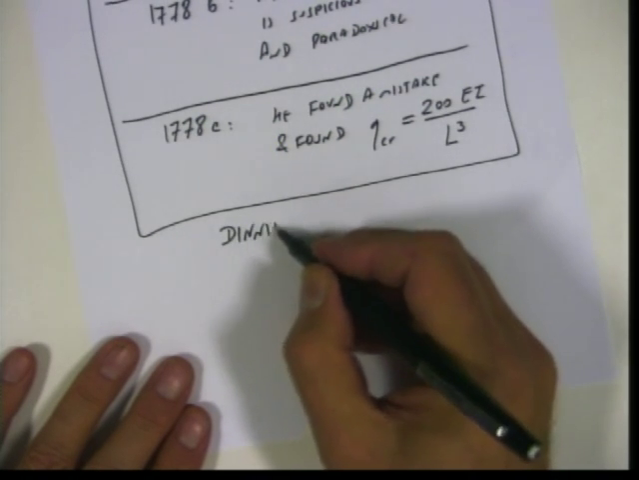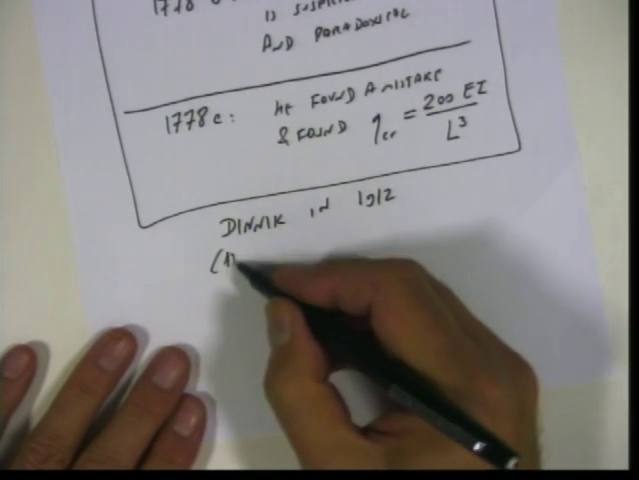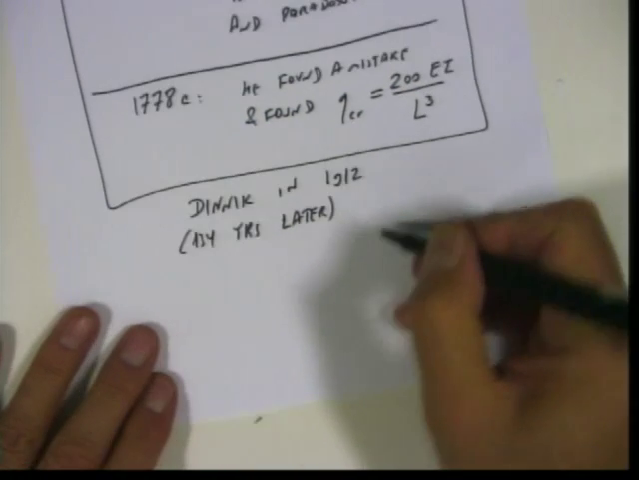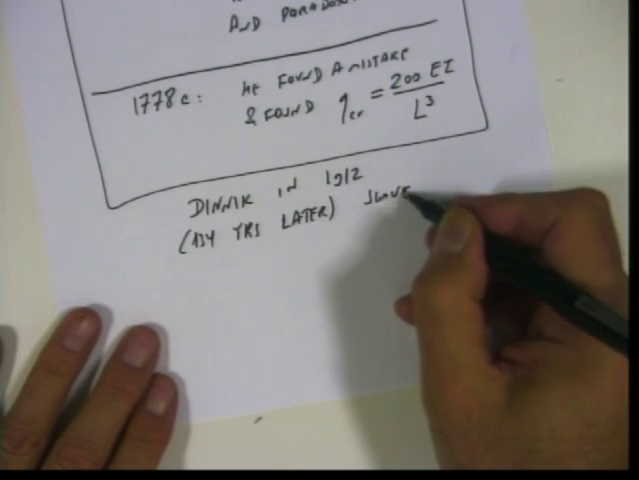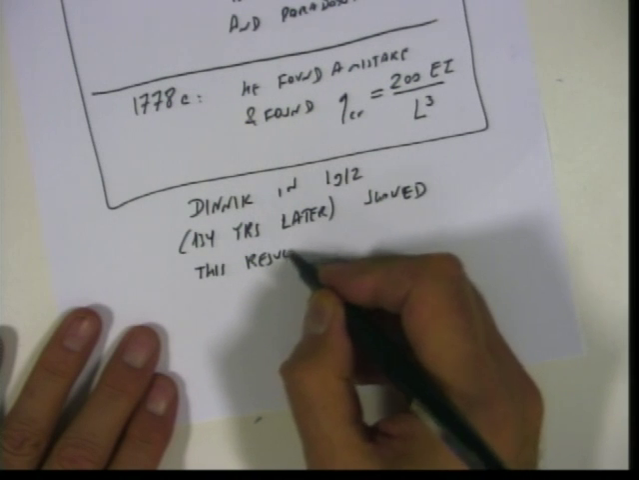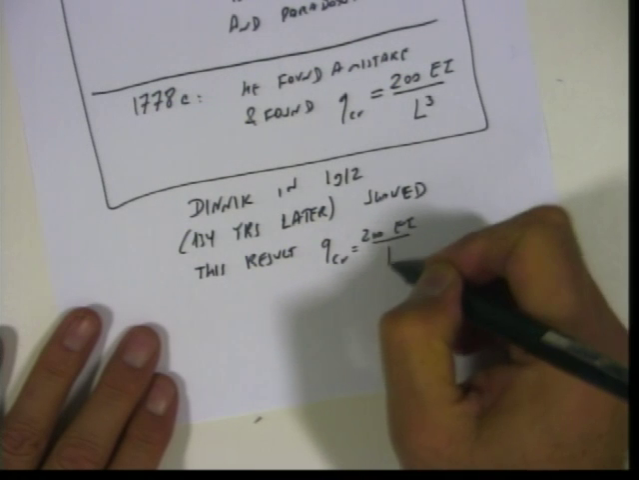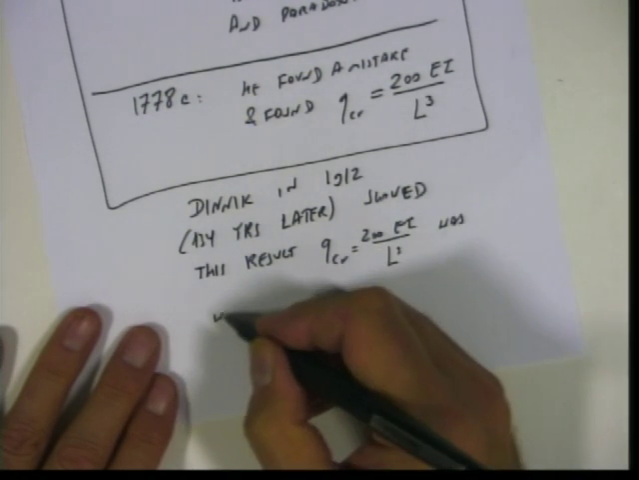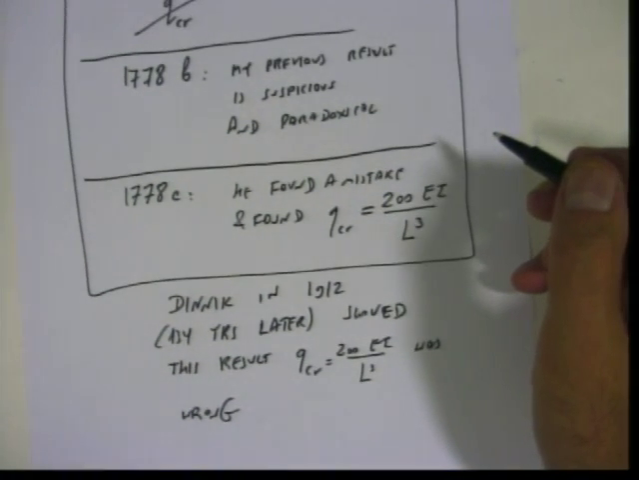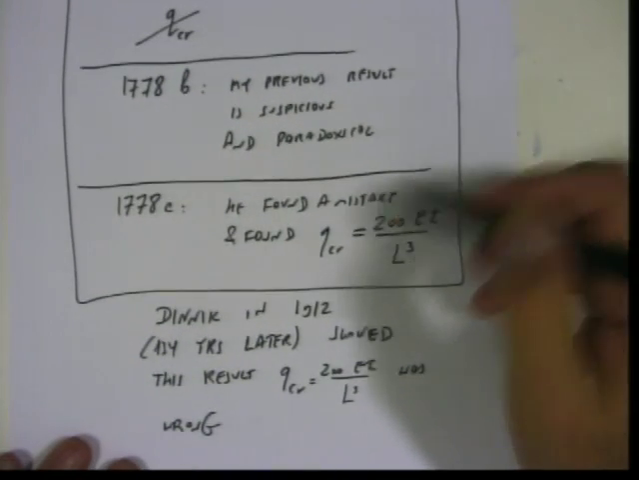Now, Dinnick in 1912, so 130 years later, showed this result means Q critical equals 200 EI over L cubed was wrong. Okay? So after many years, it was shown that it was a wrong result.